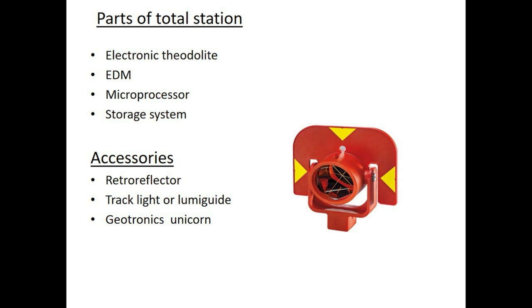Next come the accessories of total station, which are retroreflector, track light or LumiGuide, and Geotronics Unicorn. The retroreflector returns the beam of light in the path exactly parallel to the line of the incident. So it is basically the reflector. Then the track light helps in aligning the pole of the reflector along the line of sight. Then the Geotronics Unicorn is a voice communication system which is mounted on the total station, which allows the surveyor to communicate by voice to the person standing at the pole prism.